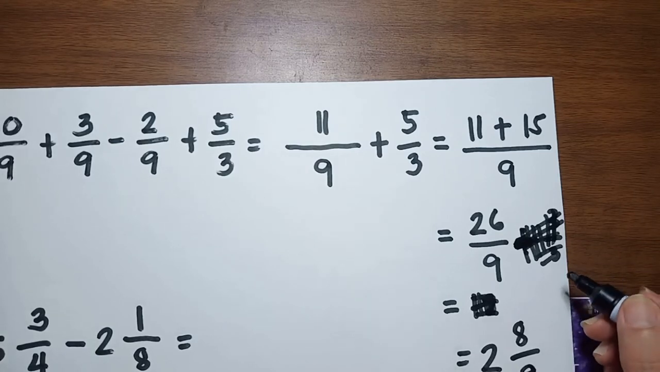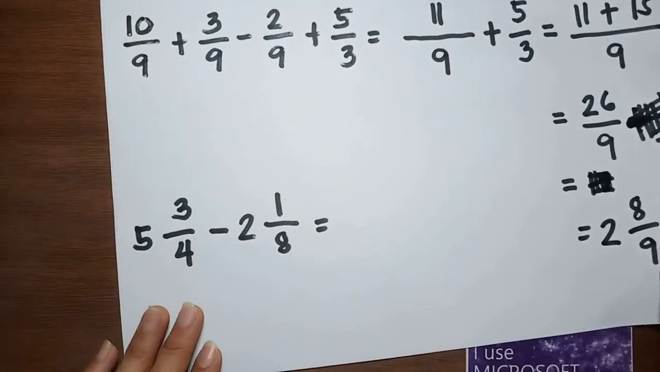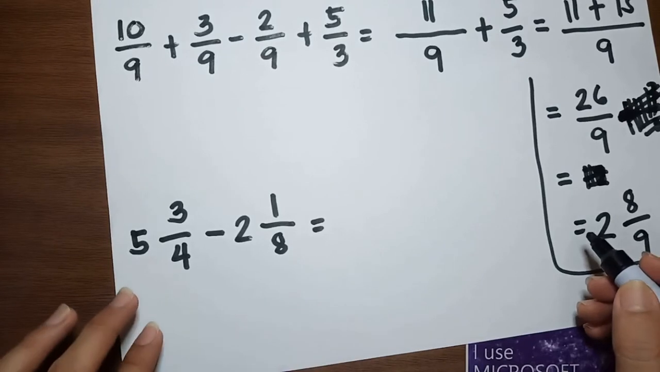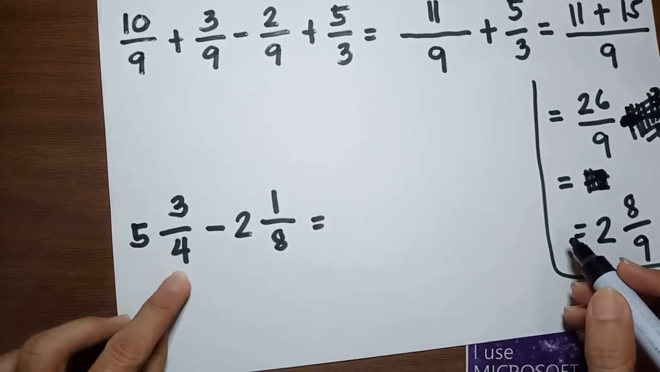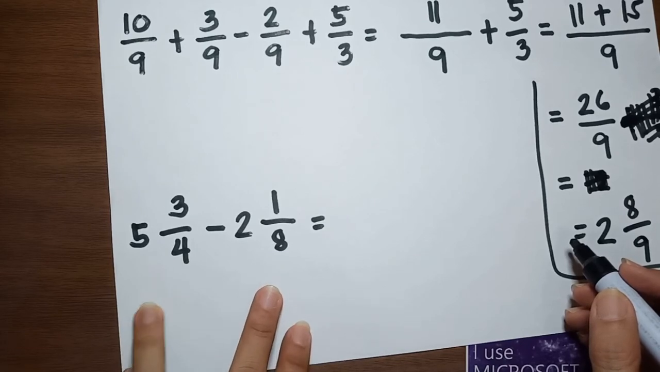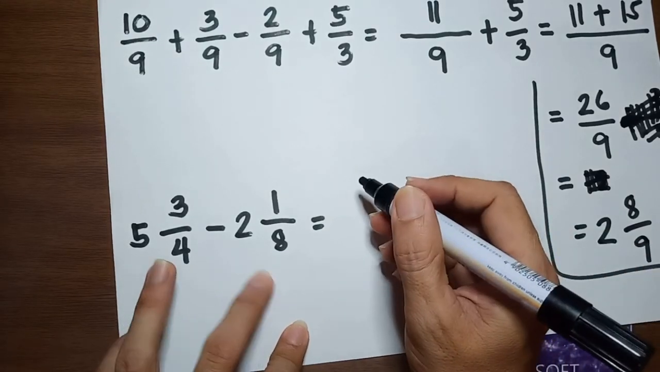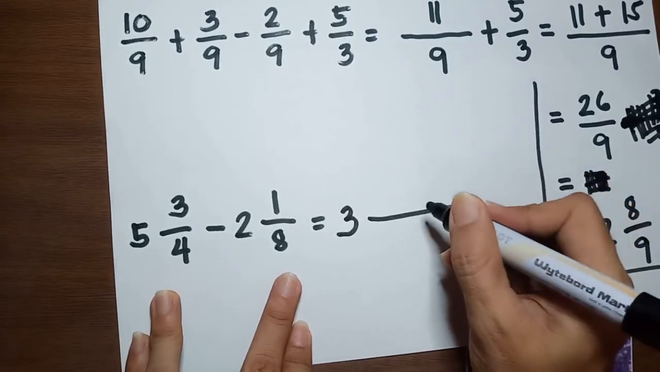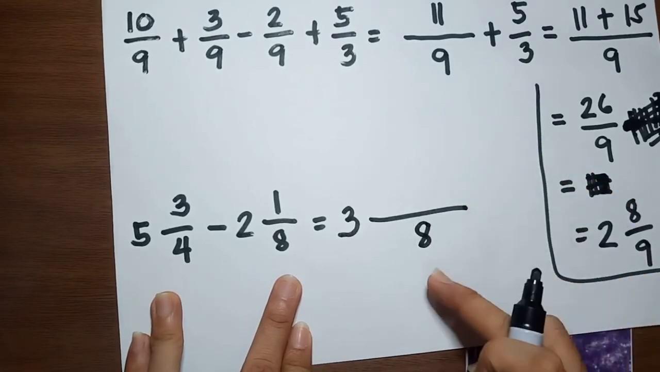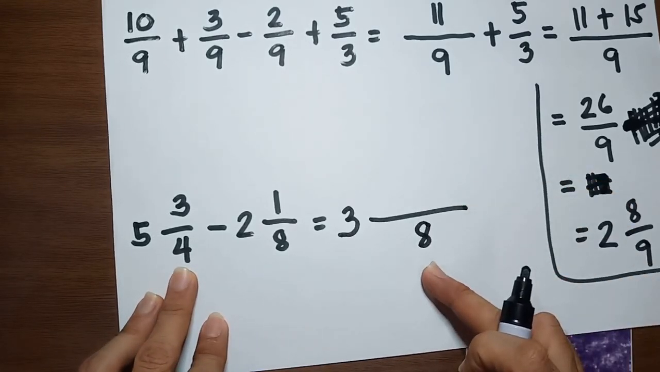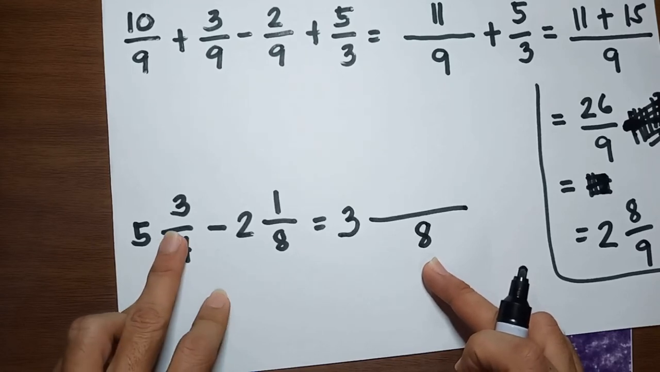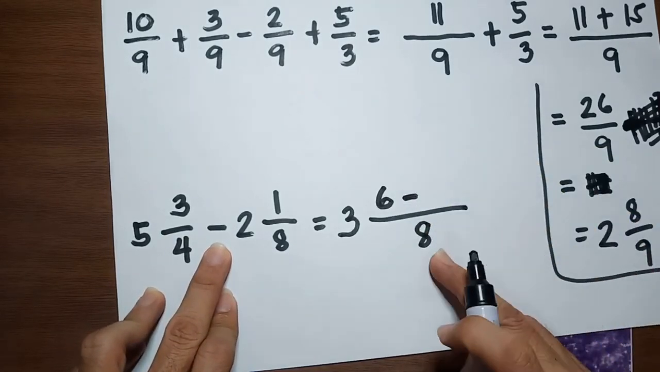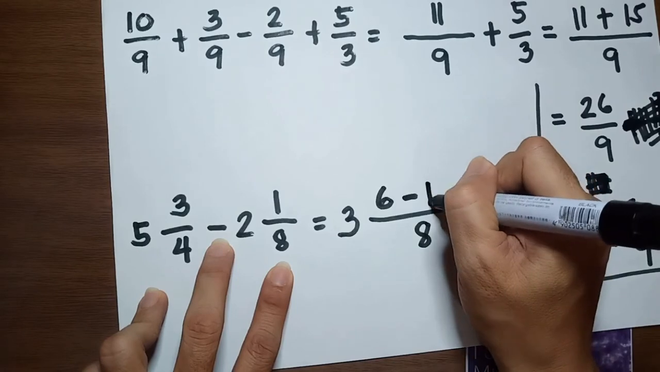Okay, so next example. This time we have, so we will make a line here. This time we have 5 and 3 over 4 minus 2 and 1 over 8. So we perform the whole numbers first. We have 5 minus 2 is 3. Then we find the LCD between these 2 fractions, 4 and 8. Of course, our LCD is 8. 8 divided by 4 is 2, times 3 is 6. Then minus 8 divided by 8 is 1, times 1 is 1.